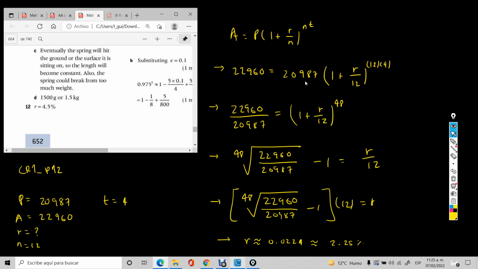If you spot any mistake in my reasoning, please let me know. But I think the book is wrong. The book is wrong in about 5 or 10% of the solutions to the problems, so it's not that unusual. So problem number 12 done.